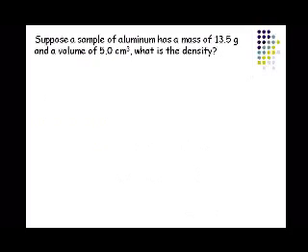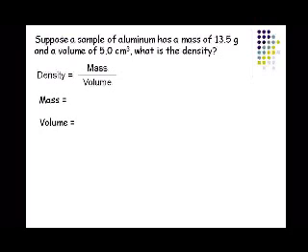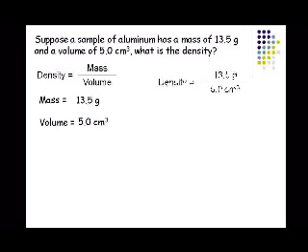So suppose we have a sample of aluminum that has a mass of 13.5 grams and a volume of 5.0 cubic centimeters. What's its density? Well, density equals mass over volume. The mass is 13.5 grams, and the volume is 5.0 cubic centimeters. We plug these into our equation, and we see density equals 13.5 grams divided by 5.0 cubic centimeters. Rounded to two significant figures, the density of this object is 2.7 grams per cubic centimeter.